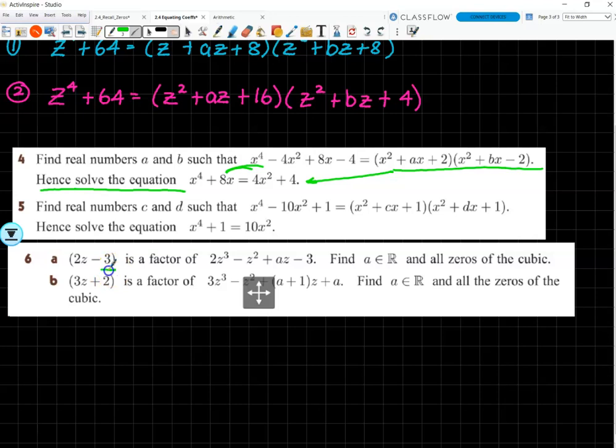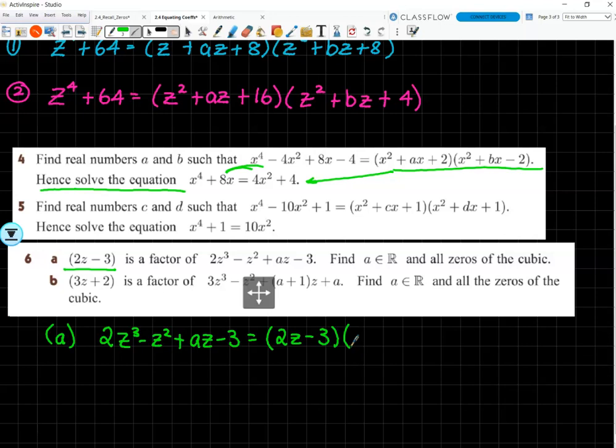So now they're saying 2z take 3 is a factor of that. What will you do? So 2z cubed take z squared plus az take 3. Now that's going to be 2z take 3 times, it has to be a quadratic in there, right?